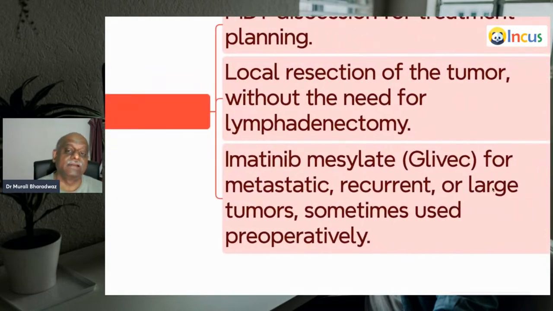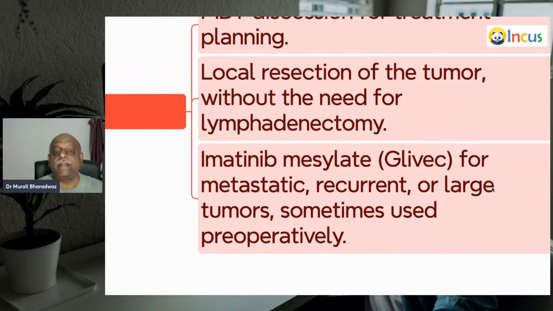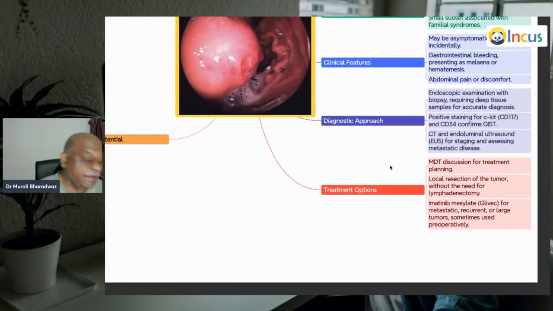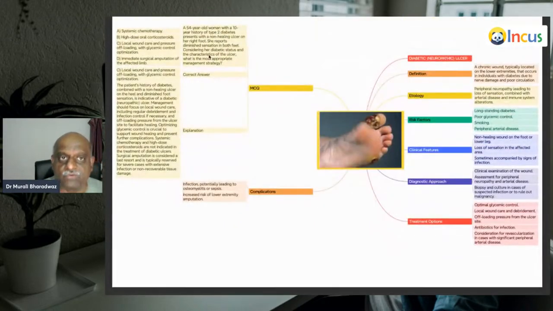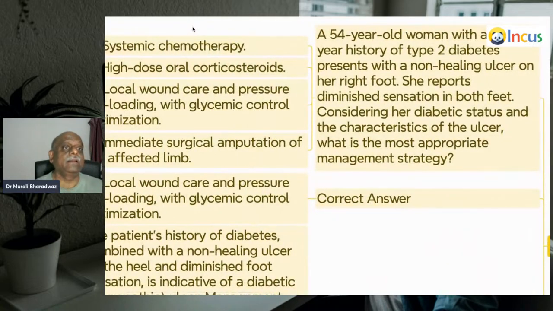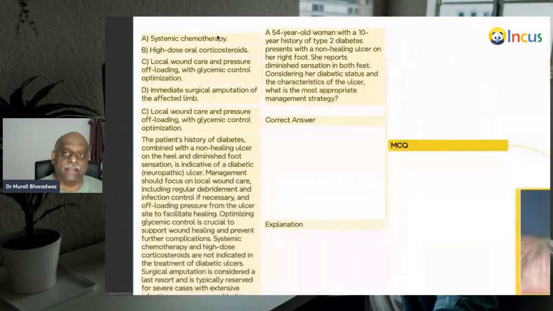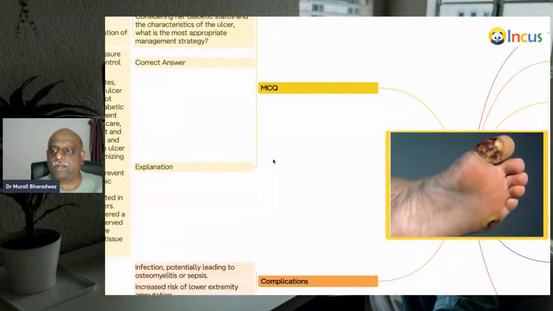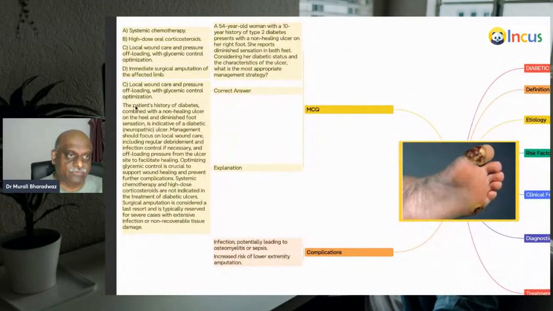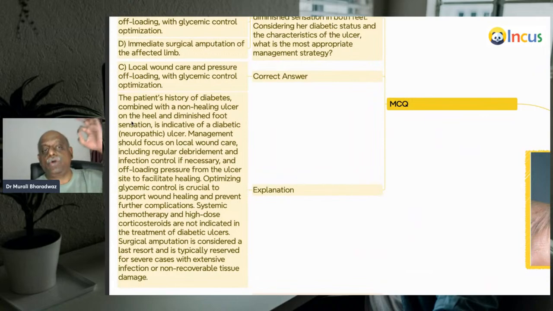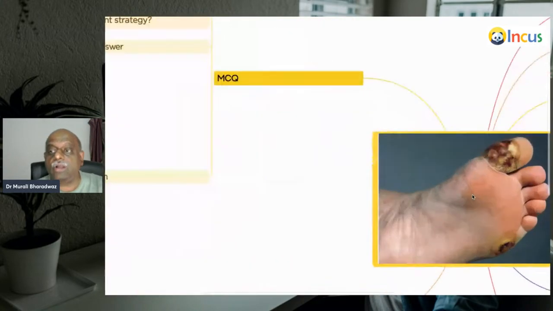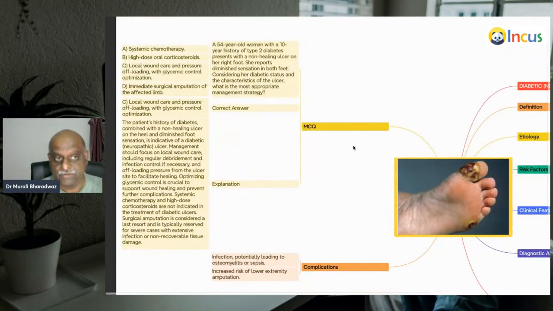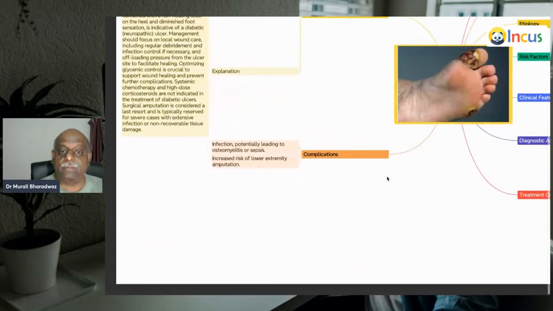Imatinib mesylate is the treatment for the metastatic, recurrent or large tumors among the gastrointestinal stromal tumors, is what you should remember. A 54-year-old woman, 10-year history of type 2 diabetes, presents with a non-healing ulcer on her right foot. She reports a diminished sensation in both feet. So what you are able to see is typically the ulcer on the foot. So diabetes, non-healing ulcer on the heel, diminished foot sensation, all means diabetic neuropathic ulcer. So you need to control the sugar, and local wound care and pressure offloading need to be done, doctor.